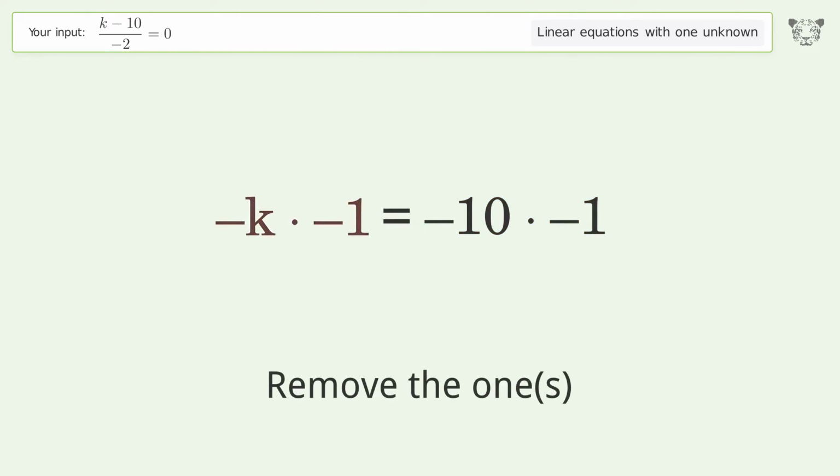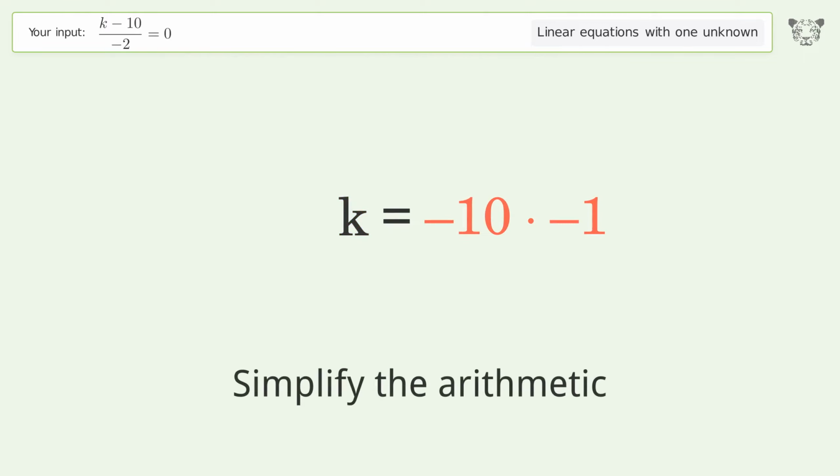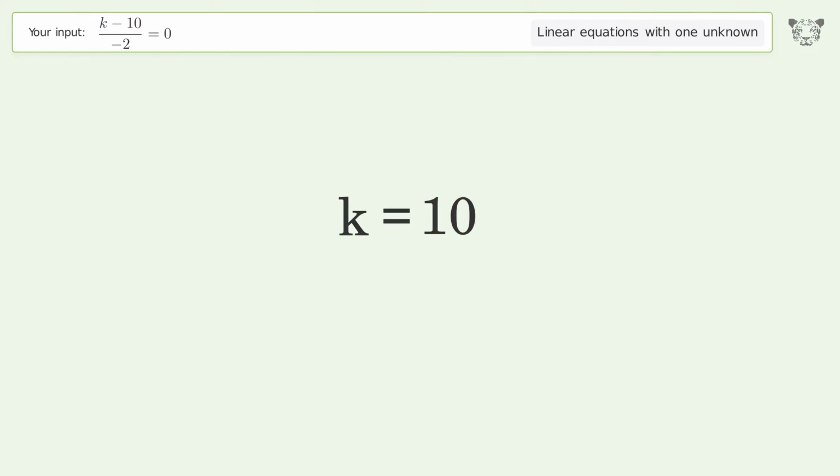Remove the ones. Simplify the arithmetic. And so the final result is k equals 10.